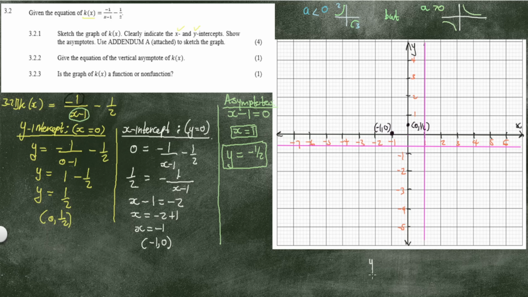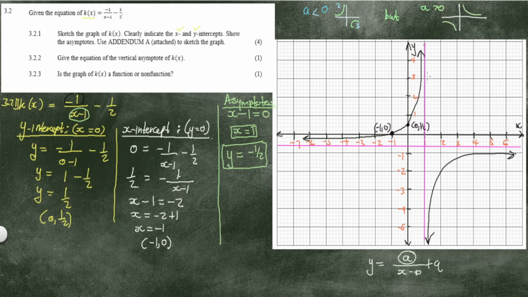I'm sure the generic equation for a hyperbola is a over x minus p plus q. The a, it's this value right here. If a is negative, it means that my graph is going to be in the second and the fourth quadrant. So for the fourth quadrant, you can just draw a curve like this.